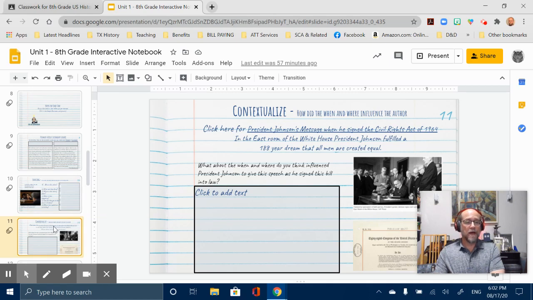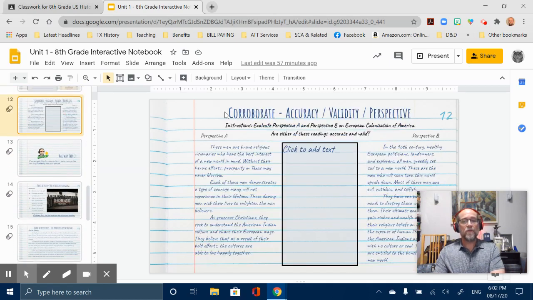All right, our next item, let me scroll down a little bit, is called corroborate, accuracy, validity, and perspective. Okay, so I've got 2 different perspectives on the colonization of America here. What I want you to do is evaluate the perspectives A and B, which means you read through them and think about whether they are, you know, somebody's opinion or whether they're full of facts and things like that. And then answer the question, are either of these readings accurate and valid? They both could be, one of them could be, neither of them could be. So be sure to read through it. And again, make your decision about it.